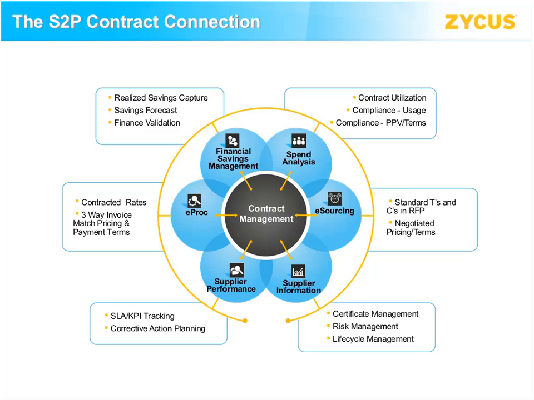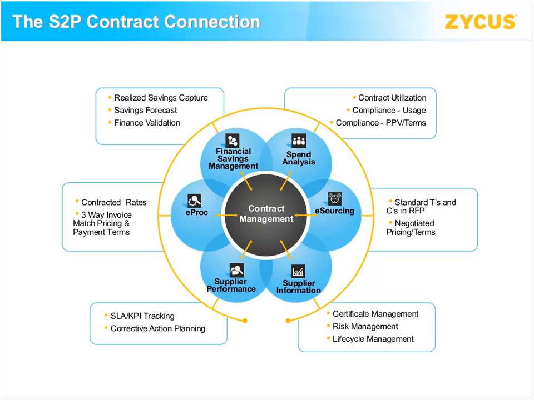eProcurement is another key connection point here. So one of the best ways to ensure compliance with the contract is to make sure that the appropriate pricing and terms are available to a requisitioner at the moment of truth when they're placing an order. Frankly, that's pretty easily done when it's a standard catalog commodity purchase, which by default the pricing and terms in the catalog should be in agreement with the contract.